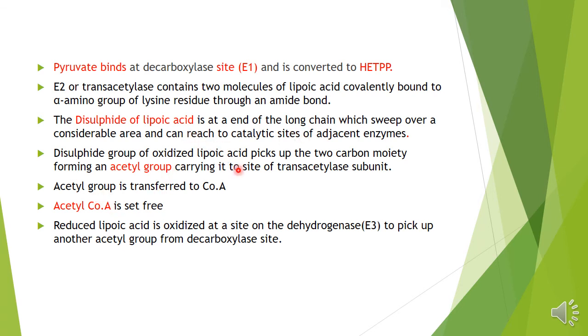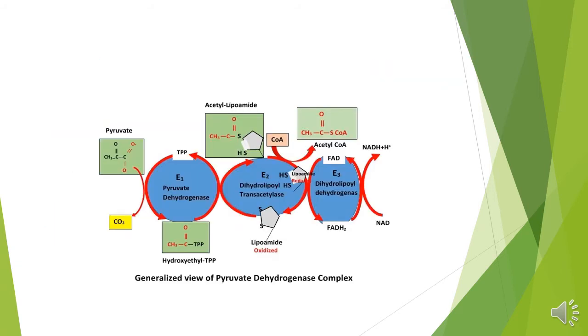That is, it can connect between the different catalytic sites of the complex. The acetyl group is transferred to coenzyme A, which is set free, and reduced lipoic acid is oxidized at a site on dehydrogenase to pick up another acetyl group from the decarboxylase site. We have seen it in the reactions, and this was a summation of those. We can see it this way also.